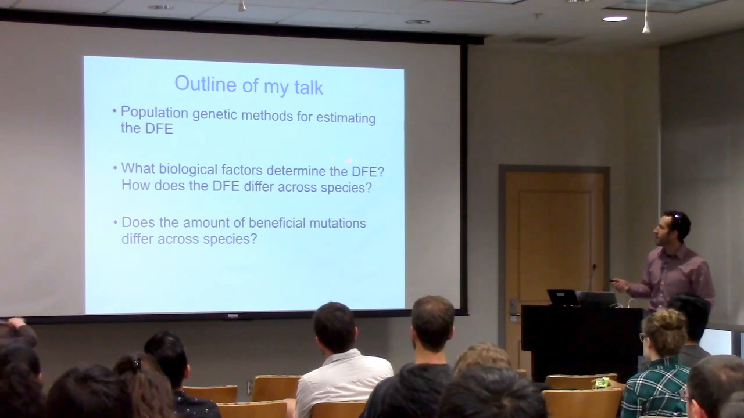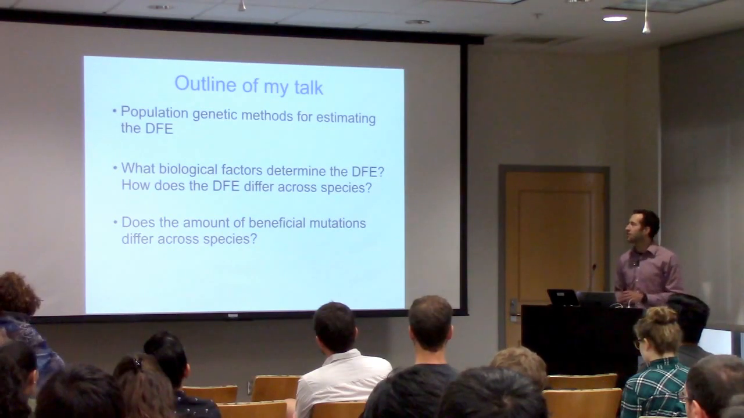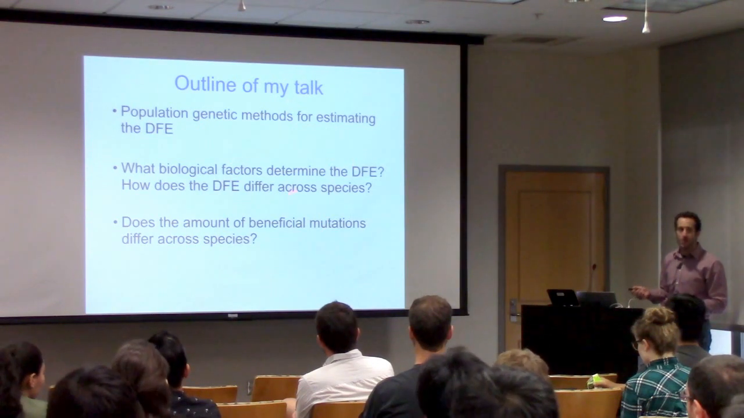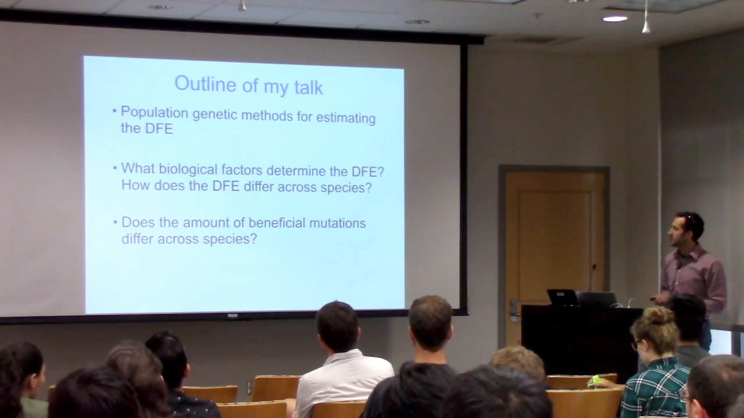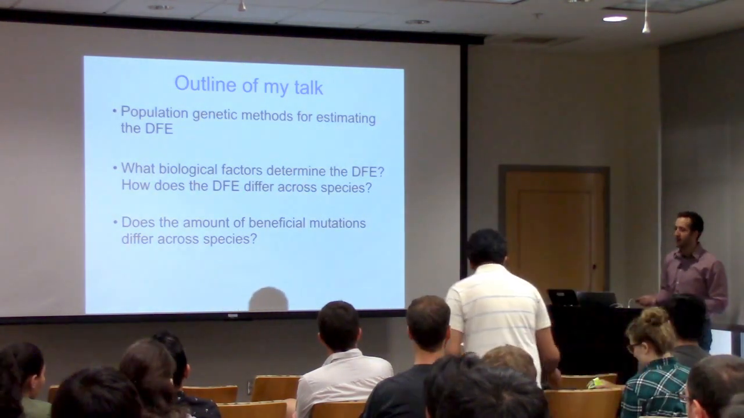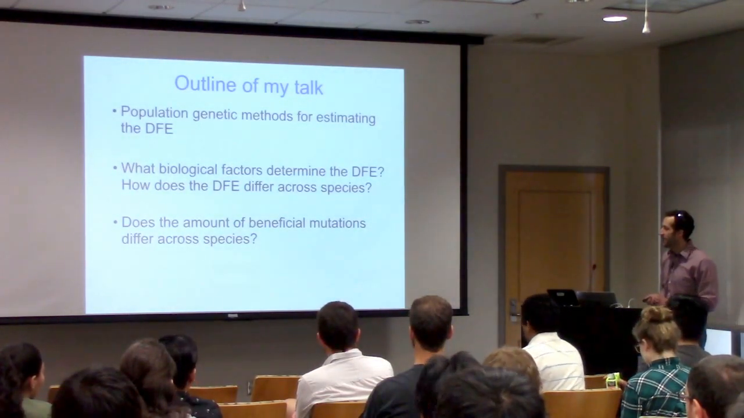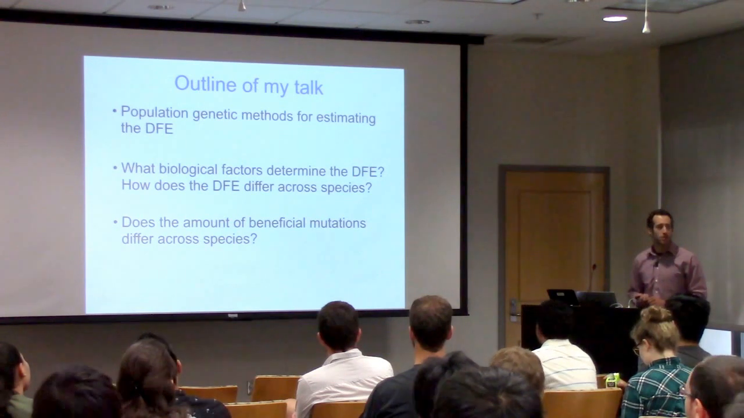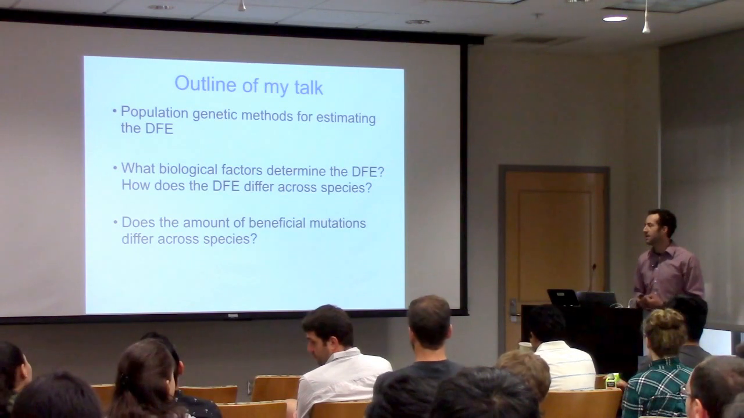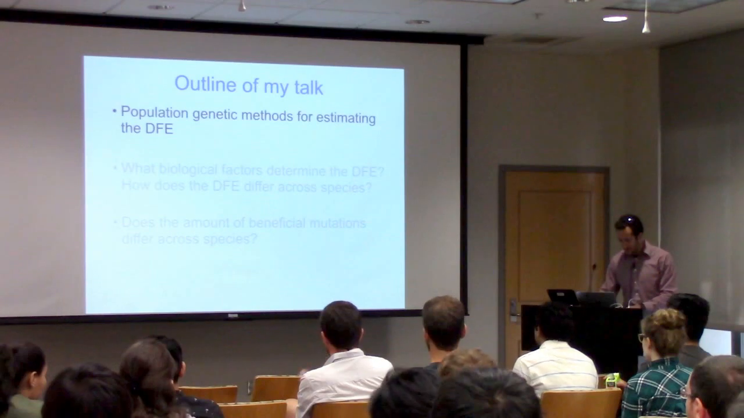The first is more of a review and overview of methods of how you can use genetic variation data to try and learn about the distribution of fitness effects. Then I'll use that framework to address two other questions, really three, but these two go together. Namely, what are the biological factors that determine the DFE, and how does the DFE differ across species? And lastly, I'll talk about beneficial mutations and whether the patterns and the amount of them differ across species.